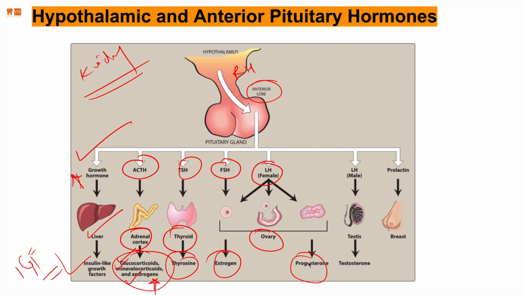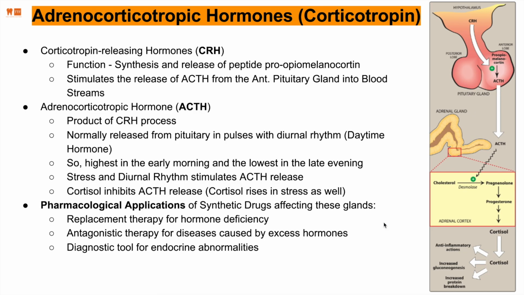Estrogen and progesterone are also produced from that process as well. And then in the male, there's LH. LH goes to the testes and produces testosterone. Now we will talk about all of these androgens and sex hormones in detail later. Prolactin is for lactation and it goes to the breast as target tissue.